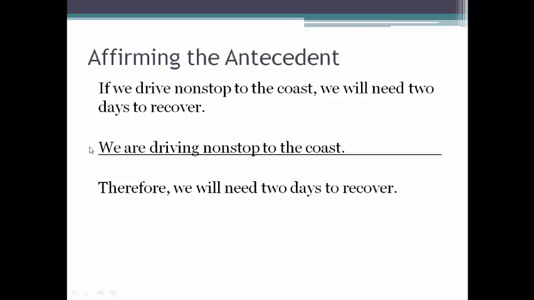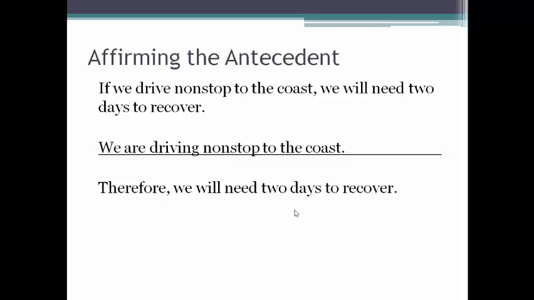The second premise asserts the antecedent. It affirms the antecedent. That's why this kind of argument is called affirming the antecedent. So the second premise just is our antecedent. We are driving nonstop to the coast, and then from there we conclude we will need 2 days to recover. So this argument is valid. What does that mean? That means that if both the premises are true, then the conclusion is true as well. So the way to test that it's valid is to imagine that both the premises are true. Imagine that if we drive nonstop to the coast, we'll need 2 days to recover. Then imagine that we're driving nonstop to the coast, and you can see that it follows that we're going to need 2 days to recover.